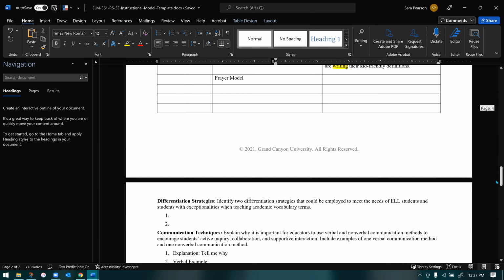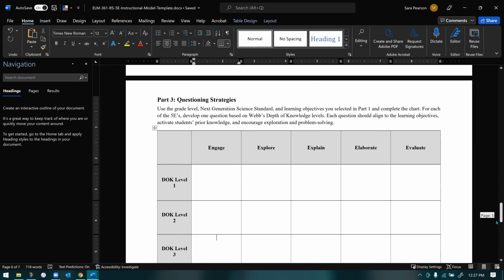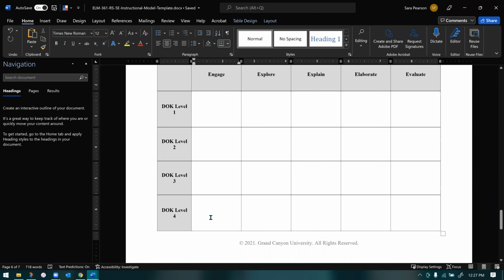So I can use that to help me think of questions at each level that I can ask students while they're doing that activity. So make sure you're connecting these things that you wrote above to now the questions you're writing here below. All right, let's go ahead and jump into some of the resources you can use to help you understand each of the DOK levels and what they look like in a science classroom.